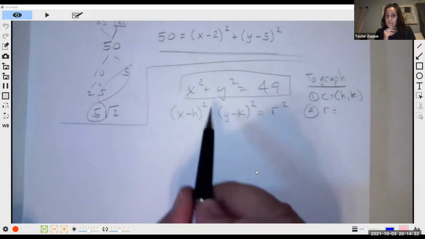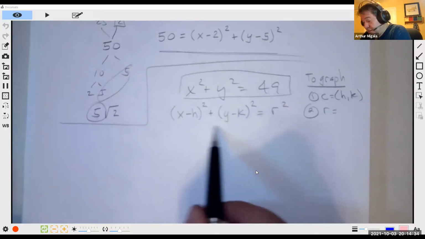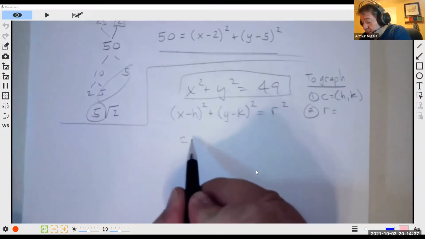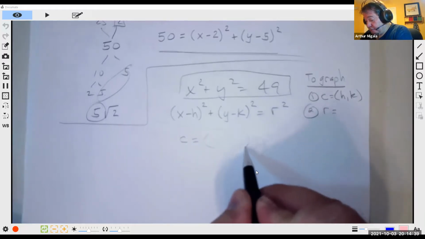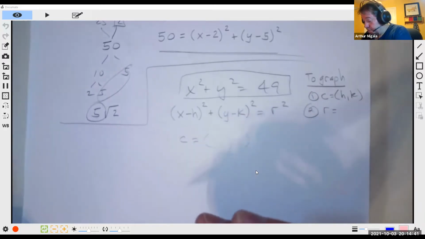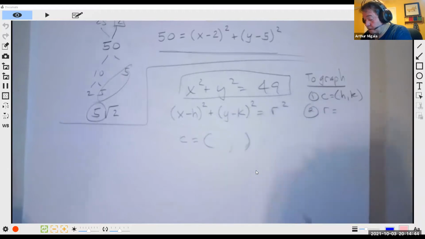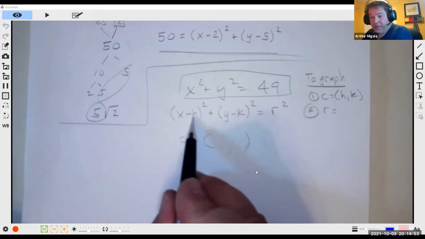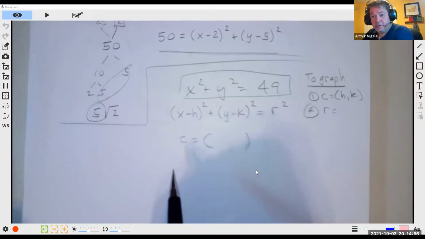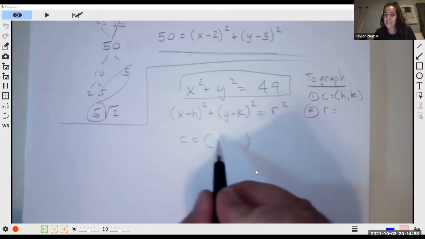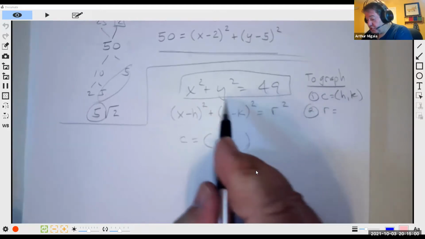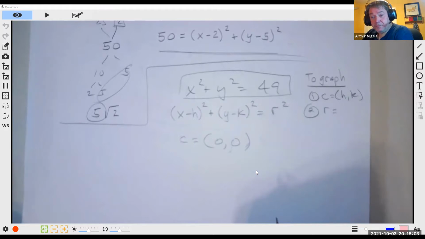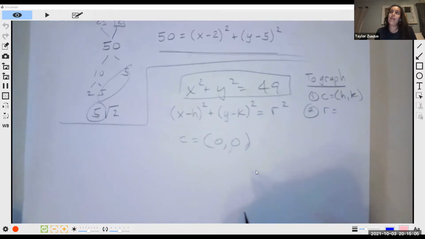Here's our equation, the equation of a circle. Where's our center? What are h and k? From the original question, it just says x squared. So if it's just x squared, what happened to h? What is h if it's no longer there? Would it be 0? Yep. Same with k: if there's nothing there, k is 0. So it's at the origin.